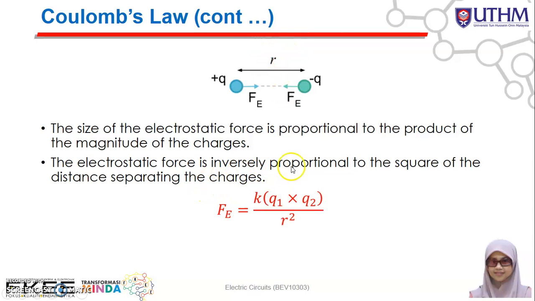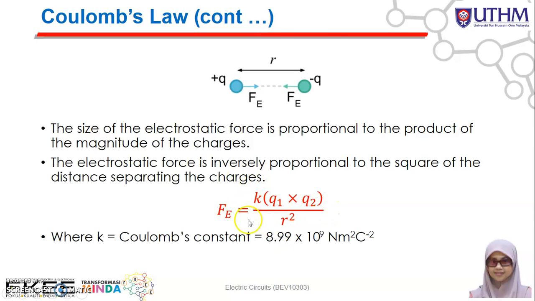Mathematically, the electrostatic force F is equal to k multiplied by Q1 multiplied by Q2 over R squared. This k is Coulomb's constant, whose value is 8.99 multiplied by 10 to the power of 9 newton meter squared per coulomb squared.